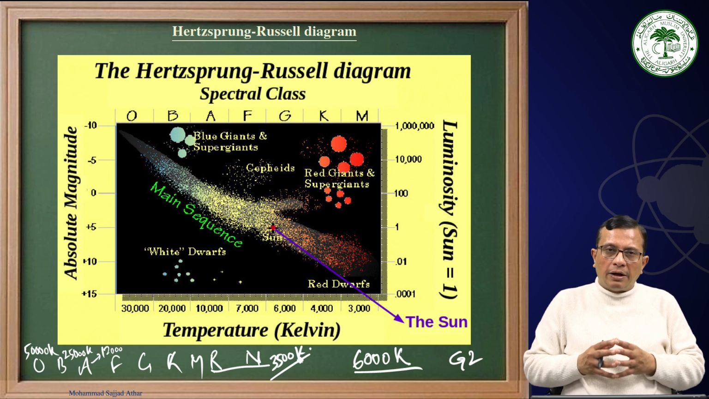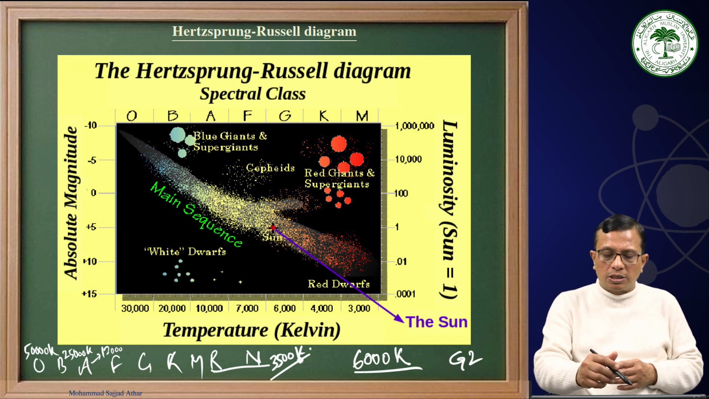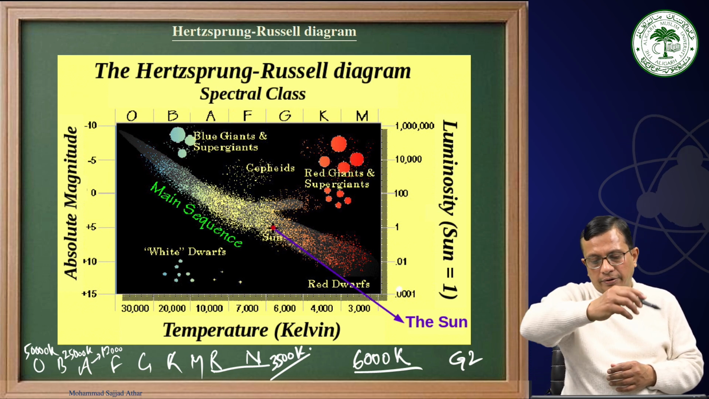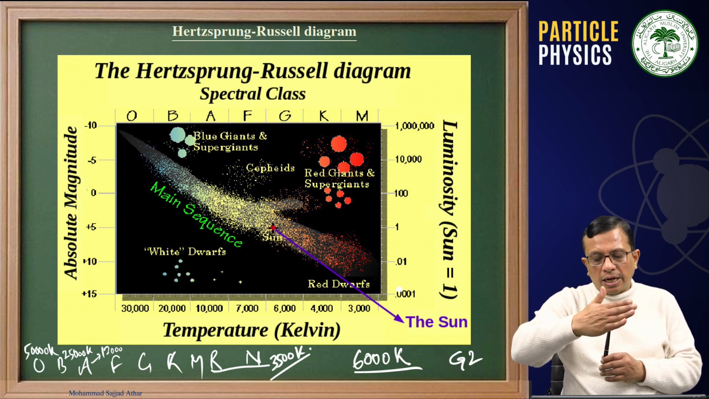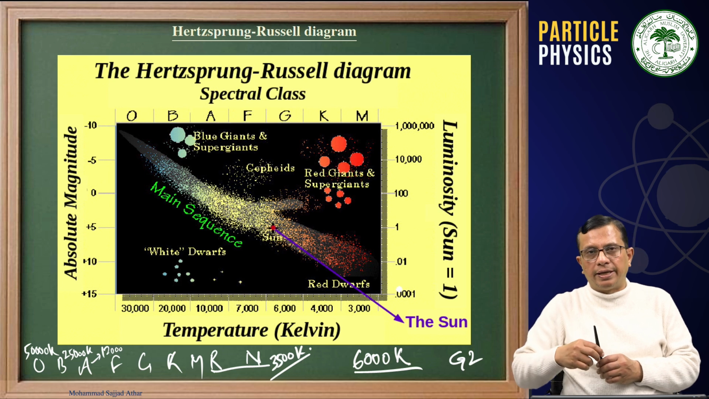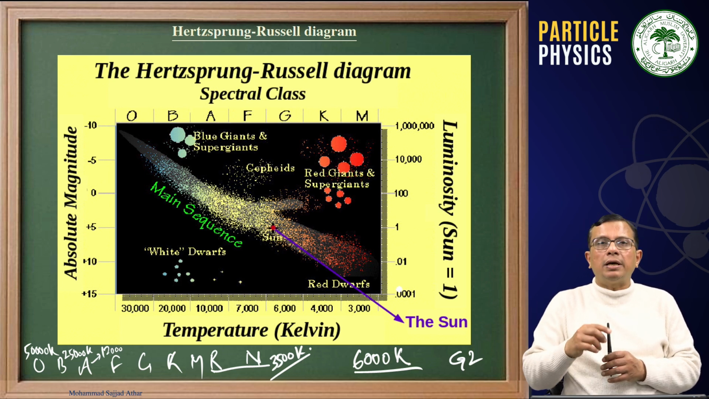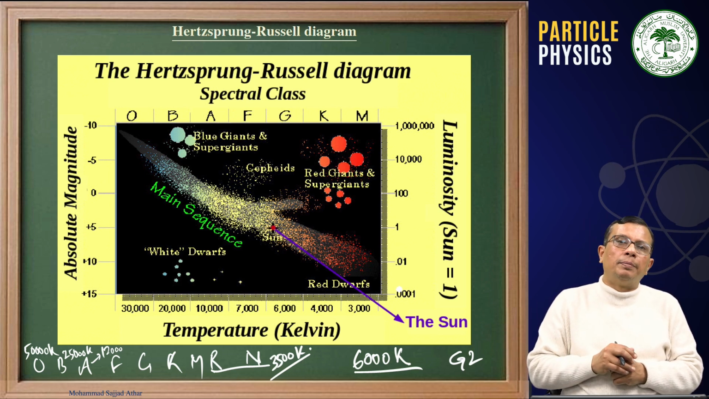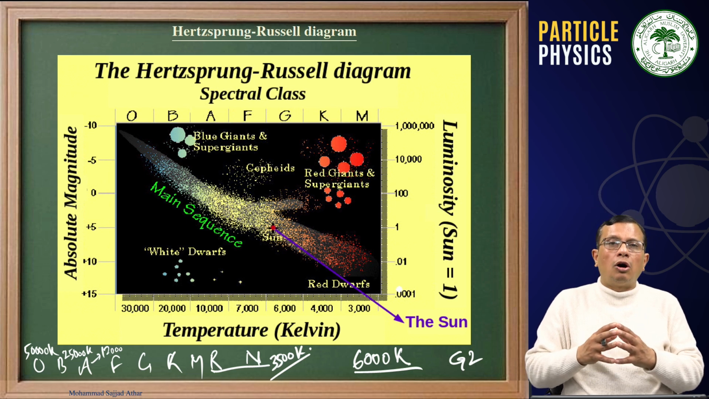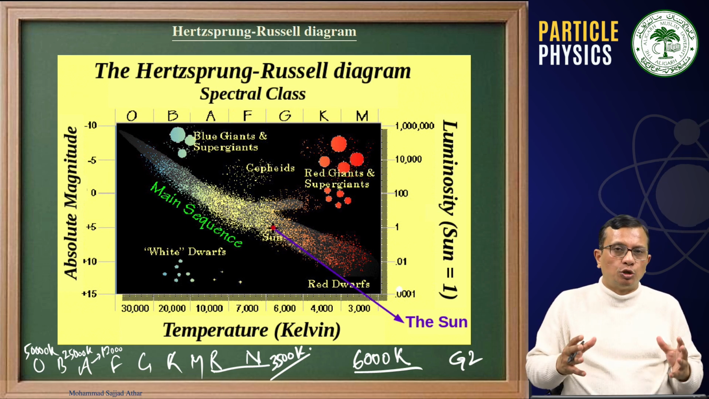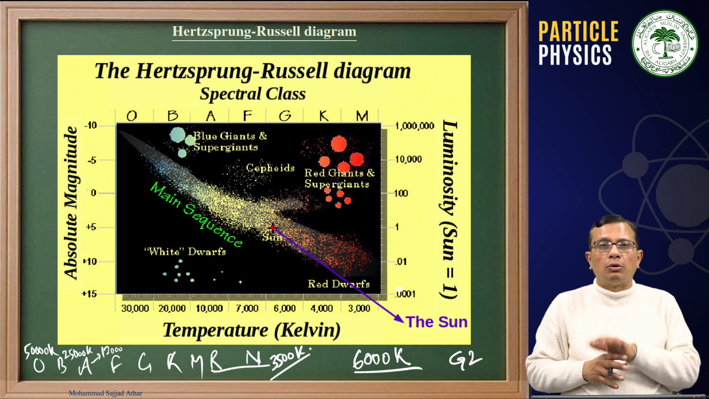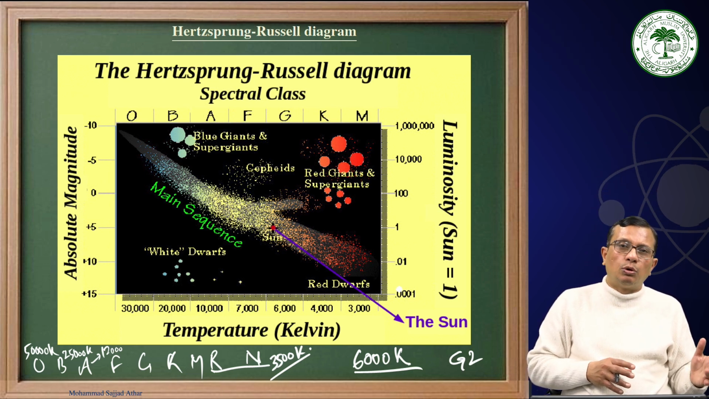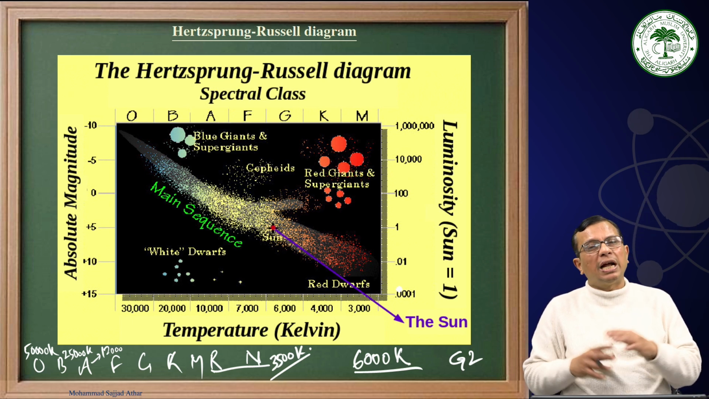Therefore, our sun, after this main sequence, which is shown by this broad diagonal line where our sun is lying, will become a red giant from here, or for a massive star it will become a supergiant. Then, depending upon the mass of the core of the star, it can become a black dwarf, white dwarf, neutron star or black hole. That we will talk about.